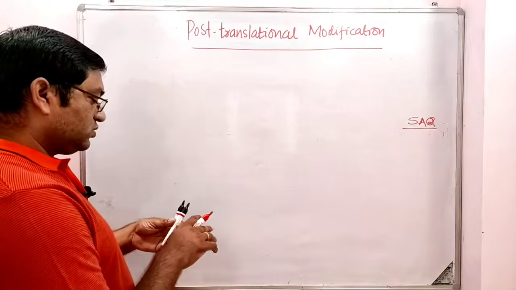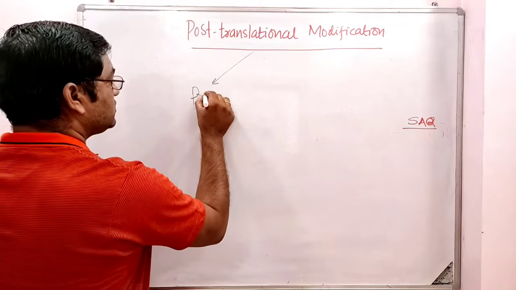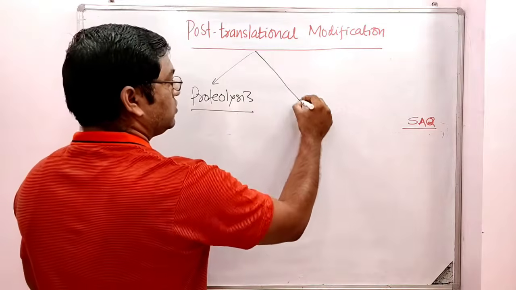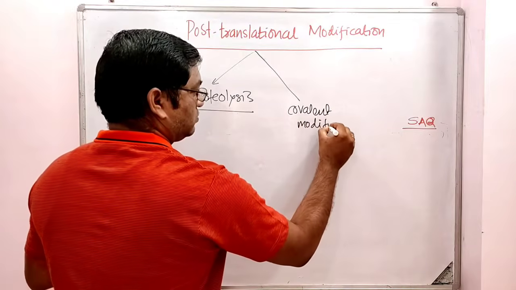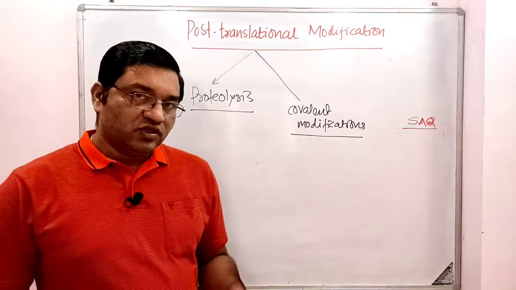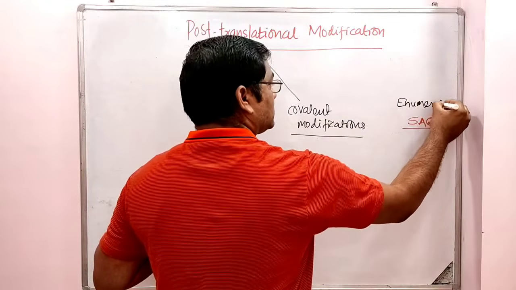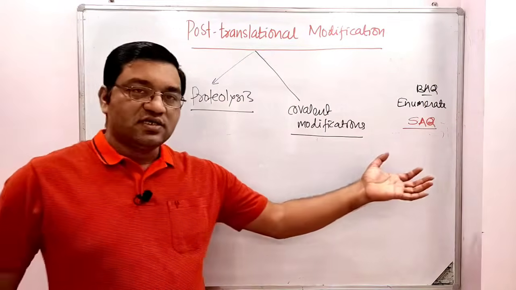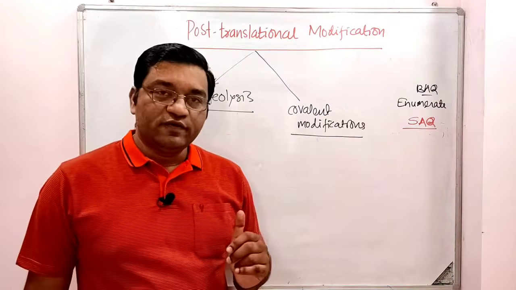So it includes mainly two types. The first one is the proteolysis and second one is the covalent modifications. You may get a brief answer question of 2 marks on enumerate some post-translational modifications. Okay, so it is BAQ as well as SAQ. So it is divided into two headings, that is proteolysis and covalent modifications.